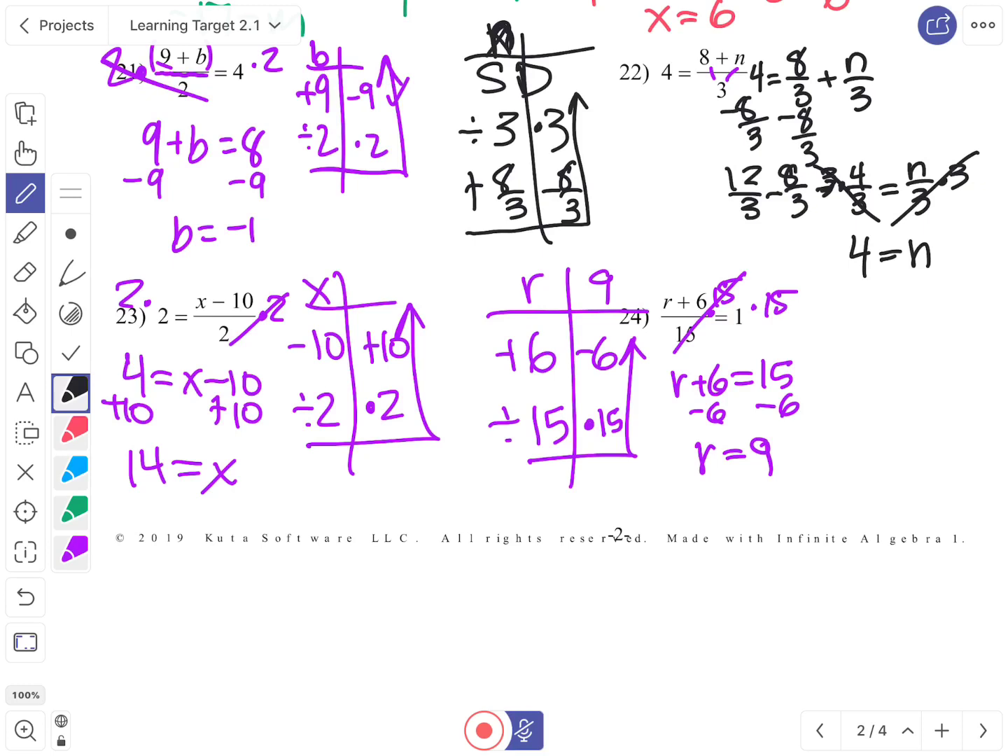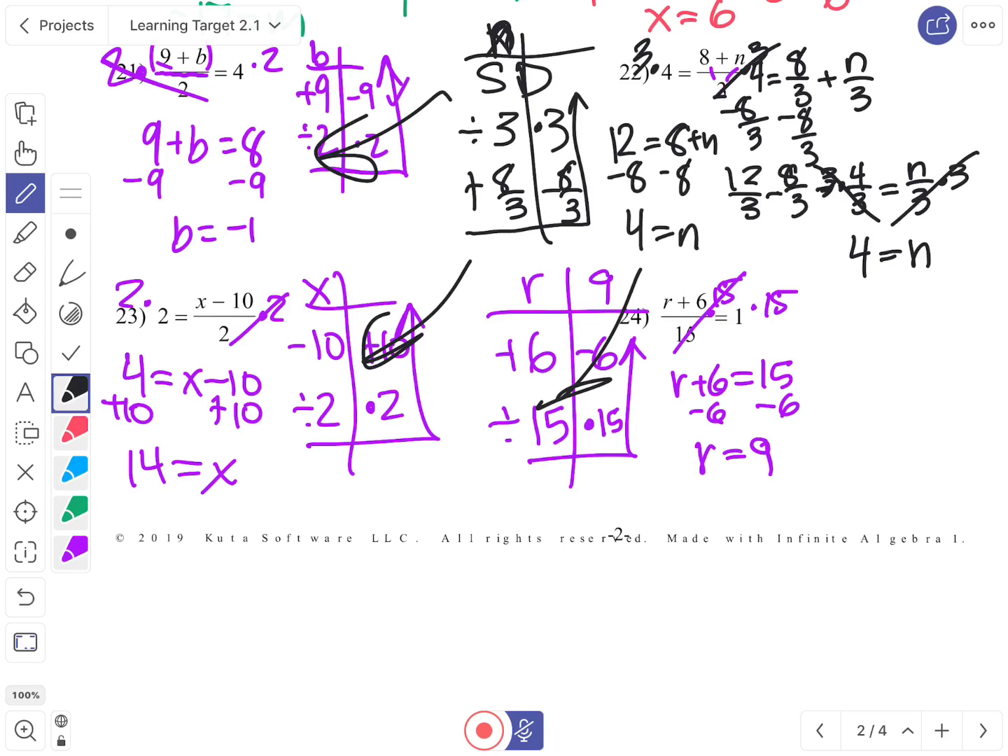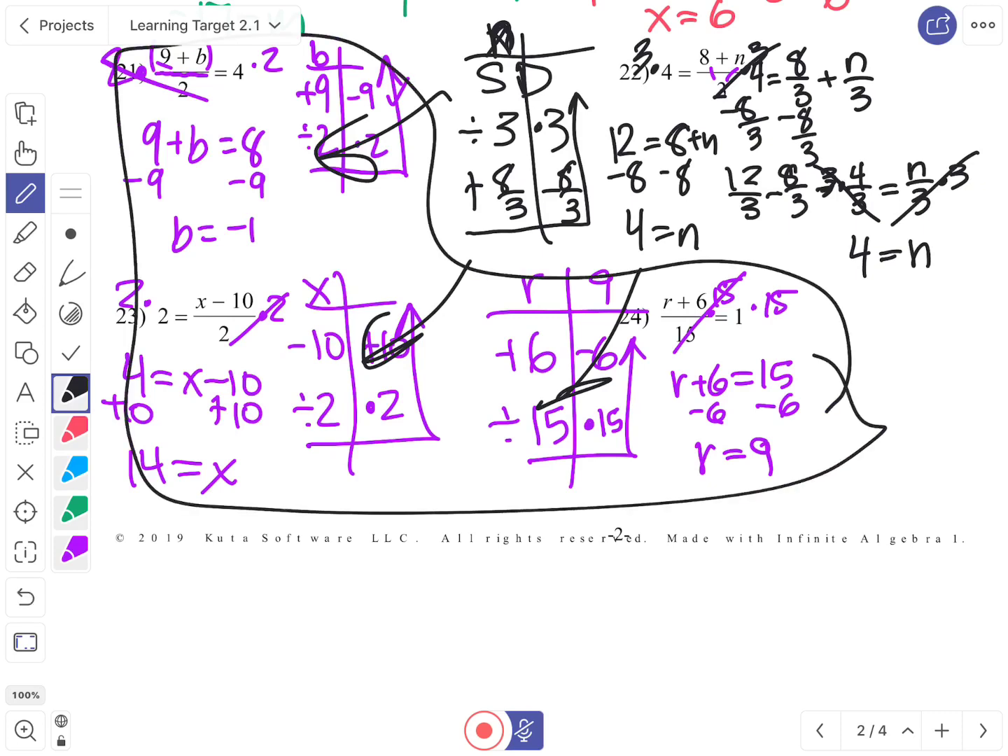equals n. Which, if we did it the other way, timesing by 3 first, which is this way, it would be 8 plus n equals 12 minus 8. We get 4 equals n. So it works both ways. I just think this way is a lot better. Okay?